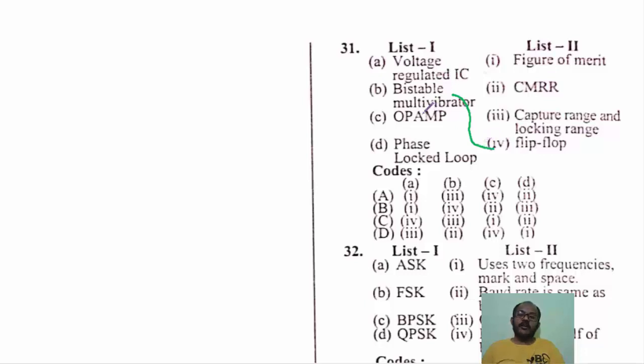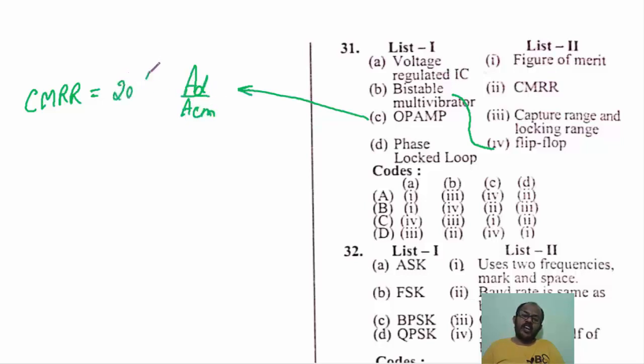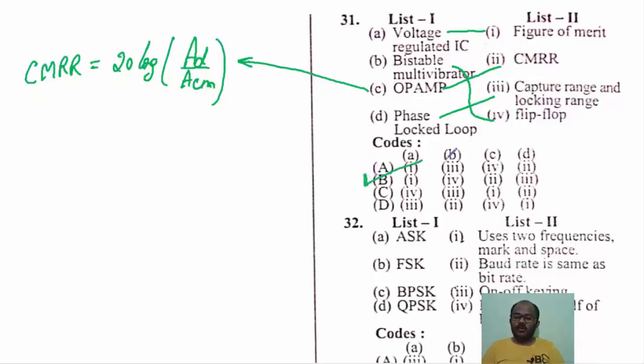or logic 1. Similarly, in the case of operational amplifier, you will be having many parameters. One such parameter is common mode rejection ratio, which is defined as the ratio of differential gain to common mode gain. If I am expressing in terms of dB, it is 20 log of AD divided by ACM. Able to follow? So operational amplifier is common mode rejection ratio. Phase lock loop, we will be having capture range and locking range, and voltage regulator IC is figure of merit. For 31st question, option B is going to follow.